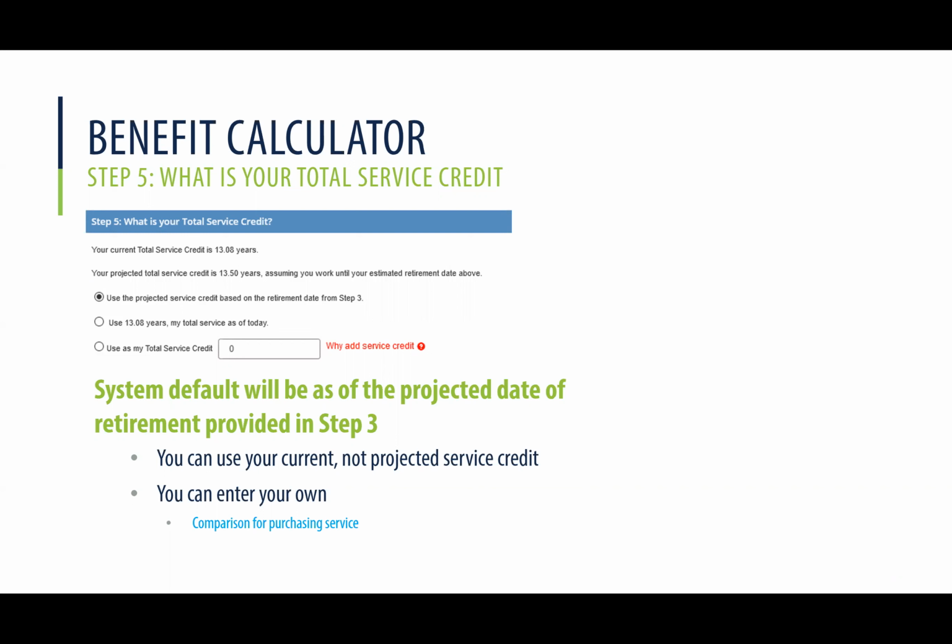You might have 16 years as of your projected date. And then you're saying, what would my benefit be if I bought 4 more years of military service? So this would give you the ability to compare what my benefit would be if I don't buy this service, and what my benefit would be if I do buy this service. And then you can decide if it's worth it for you to pay the price for purchasing, because you'll be able to see how much your benefit will increase if you do that. So this is a fun way to play around with that too.